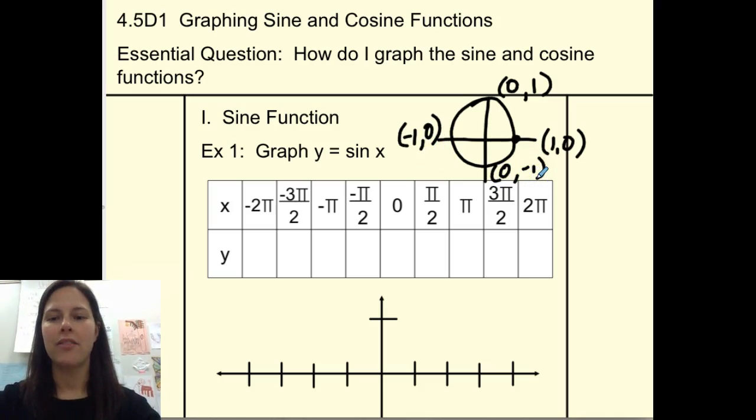Sine is our y value, so at negative 2 pi, a full rotation in the clockwise direction, our sine is 0. Negative 3 pi over 2, our sine would be up at 1. Negative pi, we're back to 0. And negative pi over 2, we're down to negative 1. At 0, we're still at 0. Up to pi over 2 at 1. Over to pi, back to 0. Down to 3 pi over 2, we're at negative 1. And a full rotation, we're back to 0.